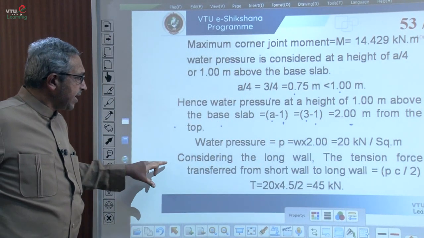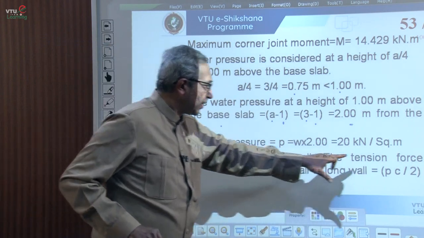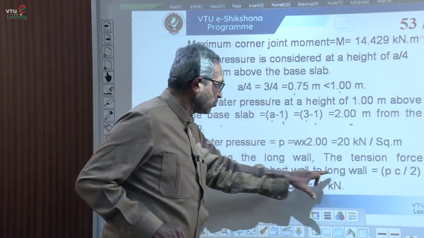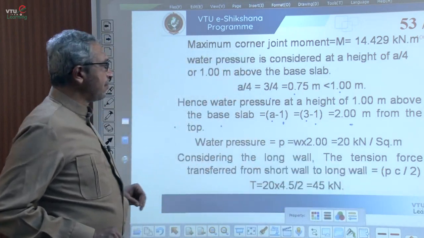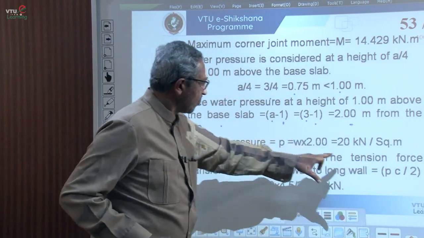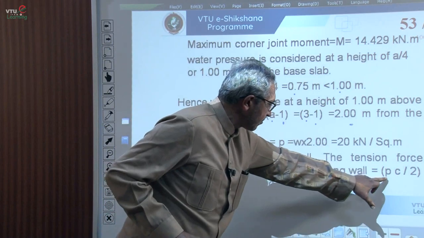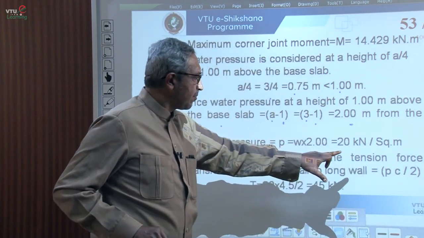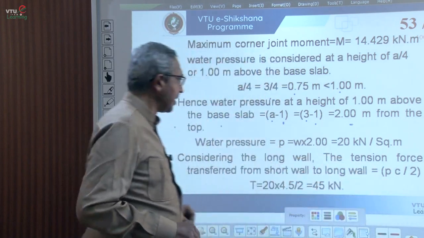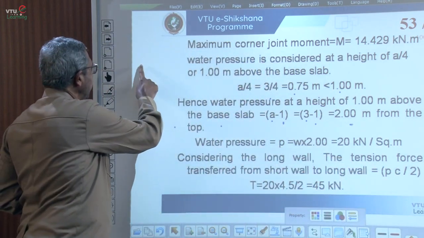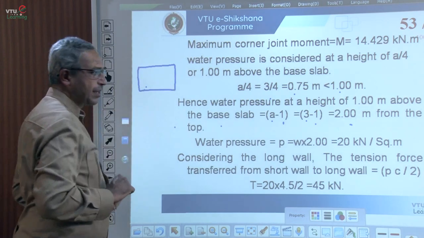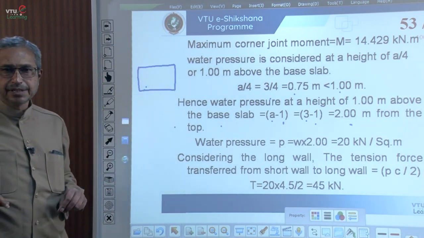And considering the long wall, the tension force transferred from the short wall to the long wall is pressure, that is P, 20 kilonewton per meter square into C, that is the dimension of the short wall, 4.5 meters by 2. I need to explain regarding this, what is this effect. So, this is the rectangular wall.